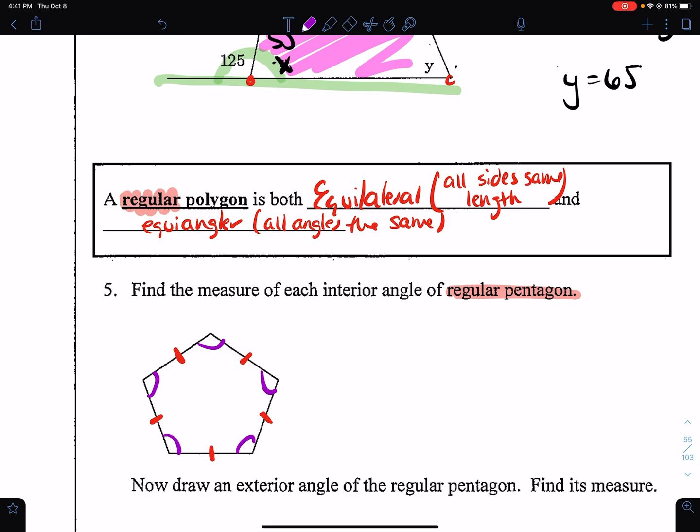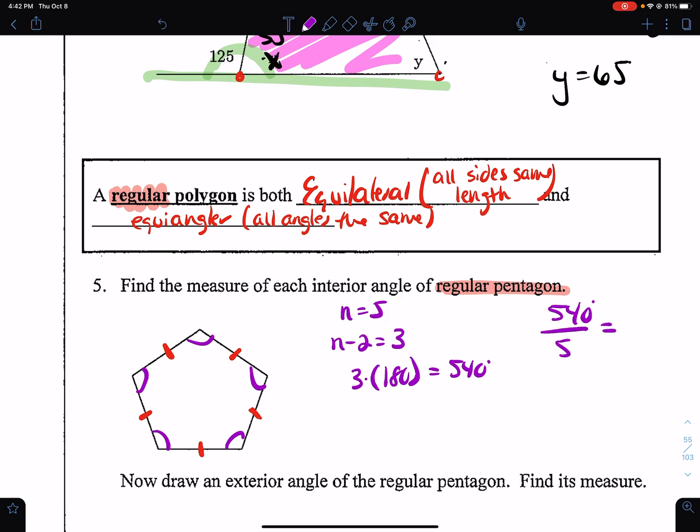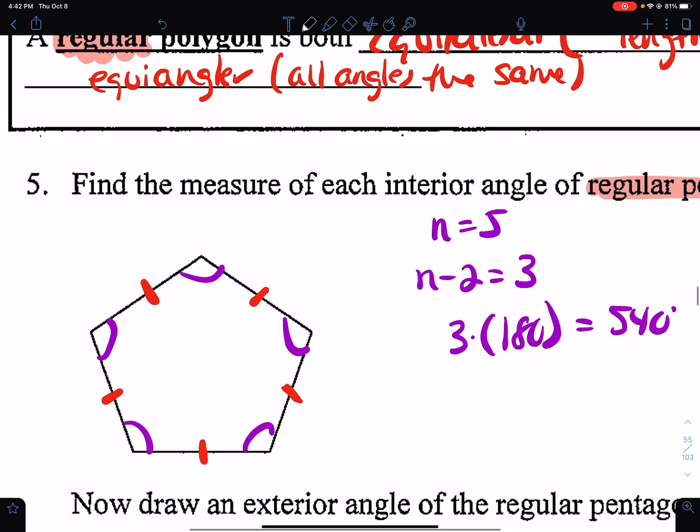So if we wanted to find the measure of each interior angle, well, we know that there's 5 sides total. So the number of triangles would be 2 less, which is 3. Each triangle has 180 degrees, so that brings us to 540 total degrees. But if all of the angles are the same and there's 5 of them, we'd have to split up that 540 degrees into 5 equal parts. So 540 divided by 5 gives us 108 degrees. So we would know that every angle here then is 108 degrees.